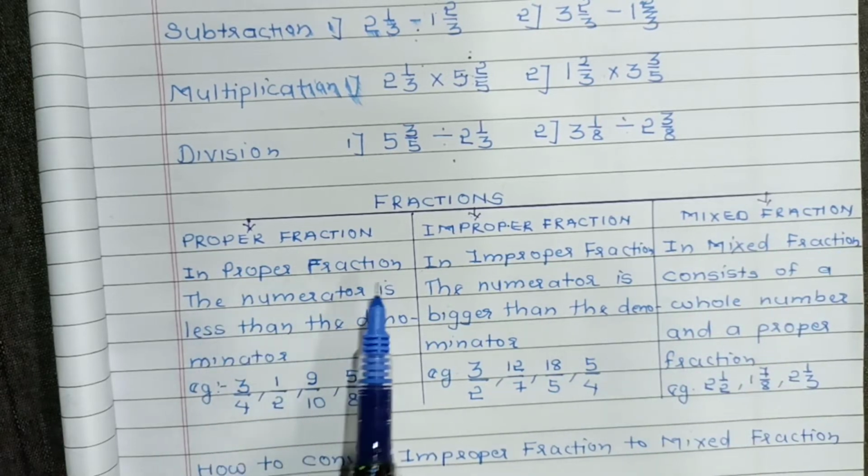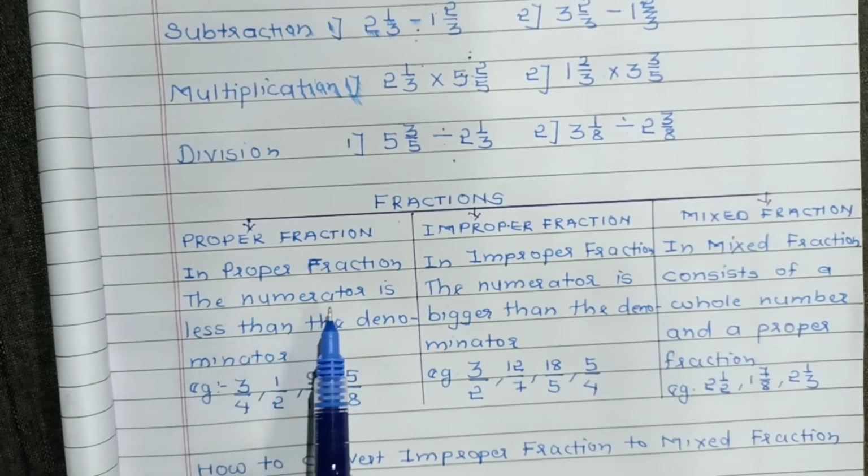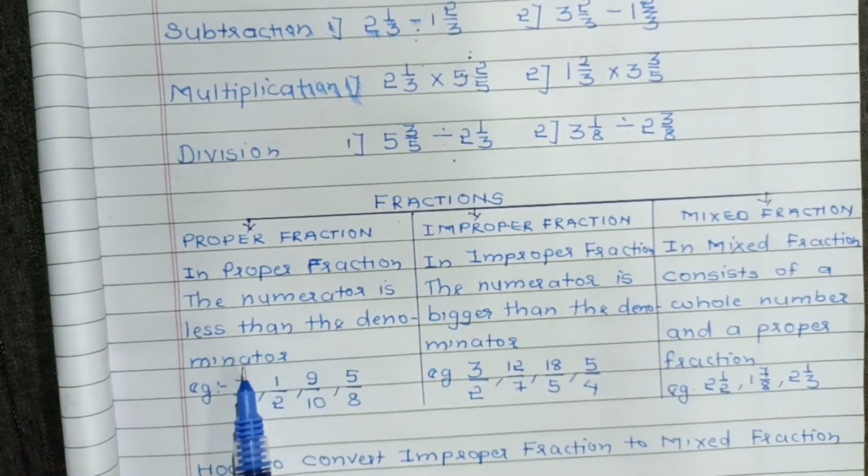Proper fractions are those fractions where the numerator is less than the denominator. Here the numerator is less than the denominator. Then only we can say it is a proper fraction. So 1 upon 2 is a proper fraction, then 9 upon 10, then 5 upon 8. All these are examples of proper fractions.